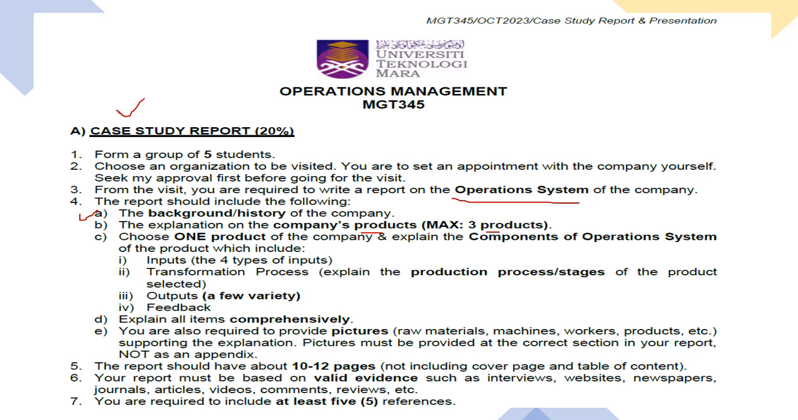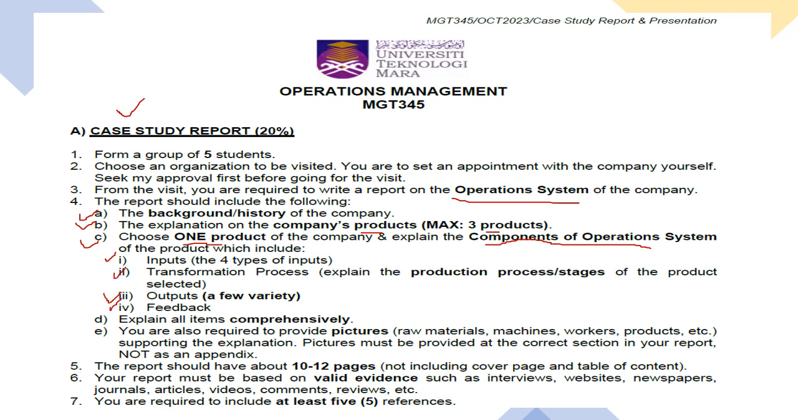Okay, and then item C here. Okay, from explanation in B, if the company has more than 3 products and you explain only 3, choose only 1 product from your explanation in item B. And what you need to do from the product that you selected, you are required to explain the components of operation system. Okay, so what are the components? Inputs, transformation process, outputs, and also feedback.